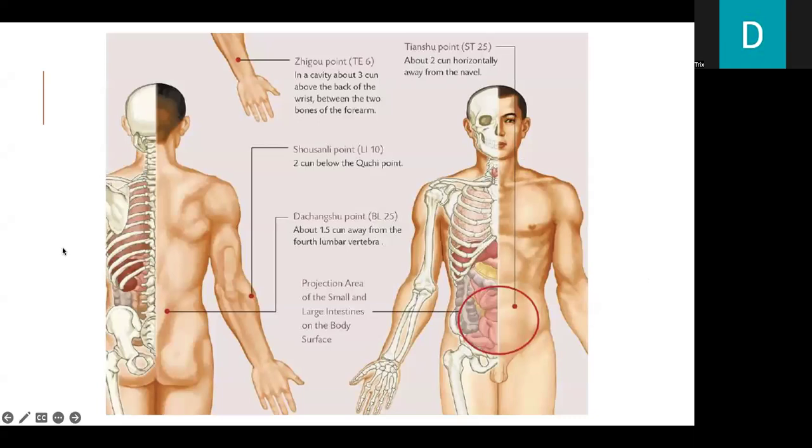Here we have the points to be used for constipation. We have Triple Burner 6, in a cavity about 3 cun above the back of the wrist between the two bones of the forearm. Next is LI10, 2 cun below the Quchi point. Next is Bladder 25, about 1.5 cun away from the fourth lumbar vertebra. Here we have the projection area of the small and large intestine on the body surface. We have Stomach 25, about 2 cun horizontally away from the navel.